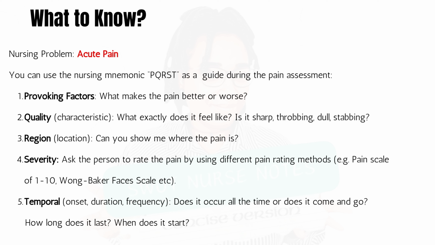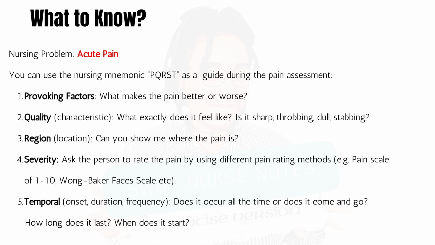3. Region. This is linked to the location of the pain. Can you show me where the pain is? Where exactly are you feeling the pain? 4. Severity. This is where you would ask the person to rate the pain by using different pain rating methods. Examples: pain scale of 1 to 10, Wong-Baker Faces scale, etc.